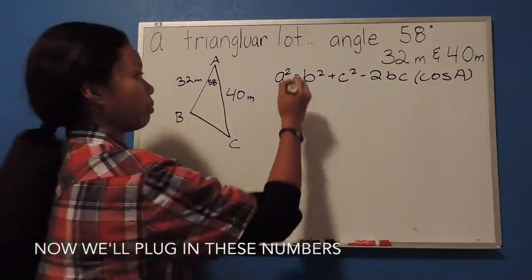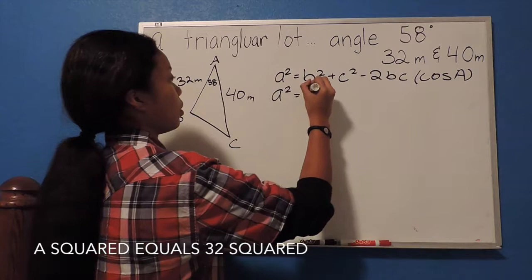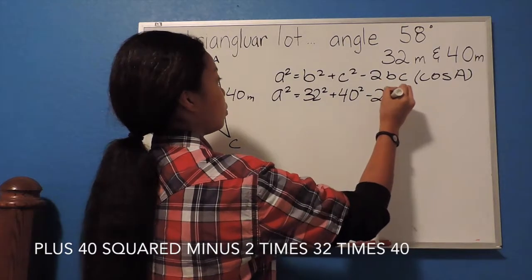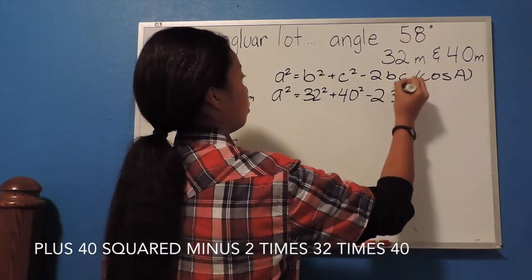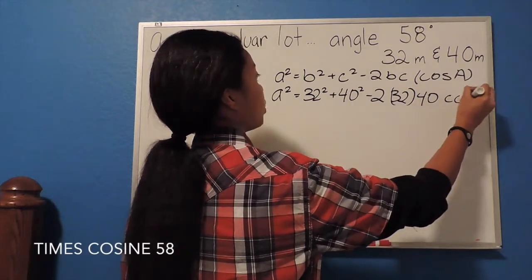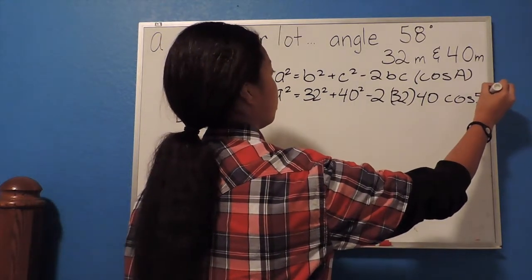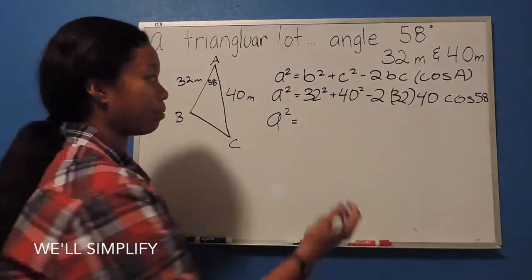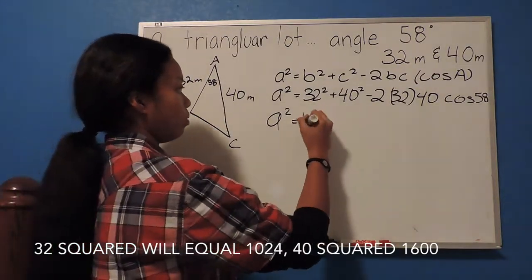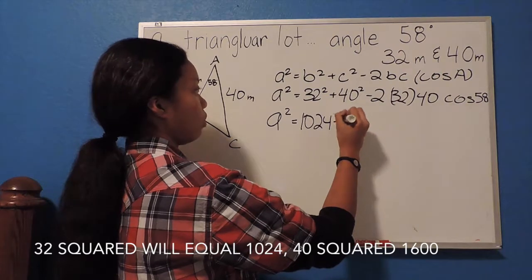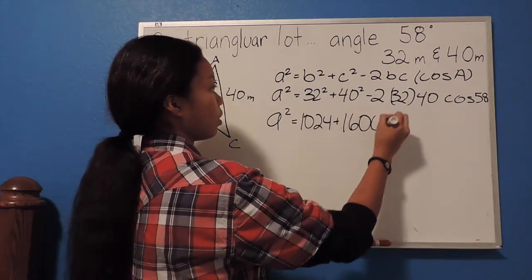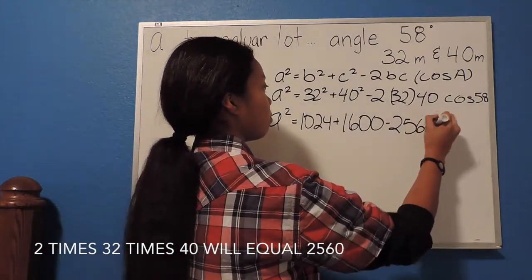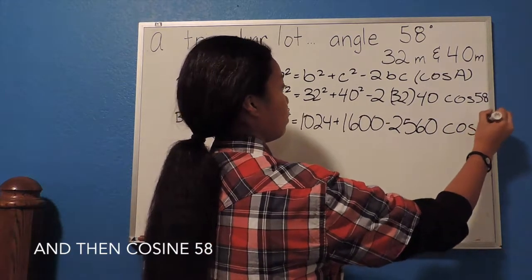Now we'll plug in these numbers. A squared equals 32 squared plus 40 squared minus 2 times 32 times 40 times cosine 58. Now, we'll simplify. 32 squared will equal 1,024. 40 squared will equal 1,600. 2 times 32 times 40 will equal 2,560. And then cosine 58.